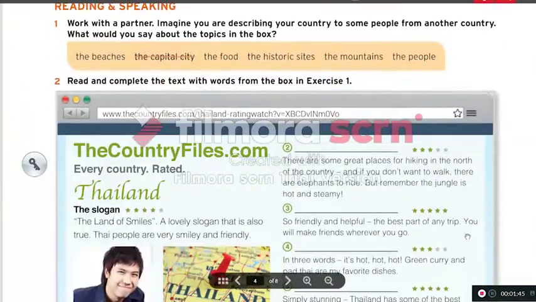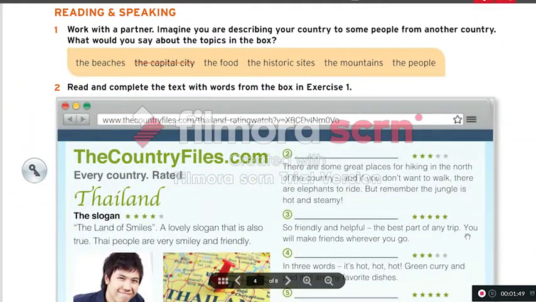Now, moving on, we have the reading and speaking topic. The first exercise says, work with a partner. Imagine you are describing your country to some people from another country. What would you say about the topics in the box? Imagine that you have a friend who is not from Mexico and that doesn't know a lot of this country.